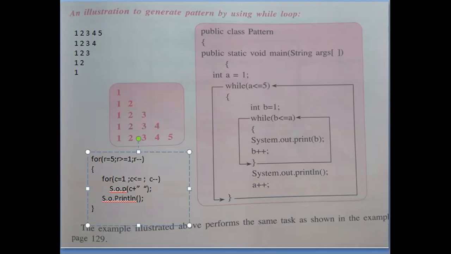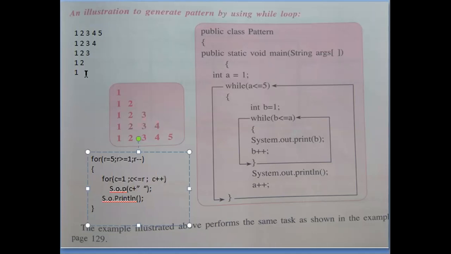Sir, C is less than or equal to 1? Check. Sir, if C is greater than or equal to 1, then it will never end, no? C is less than or equal to R, because R is 5 the first time. It should go up to 5. And C plus plus. C should increase here, not decrease.